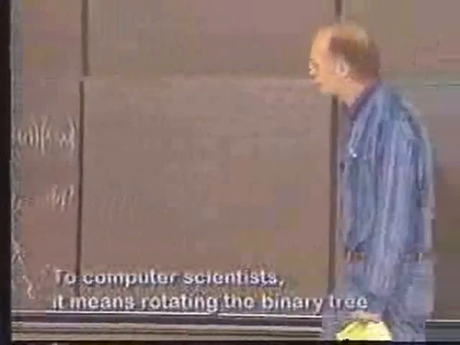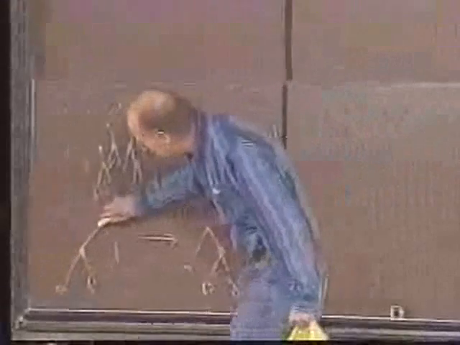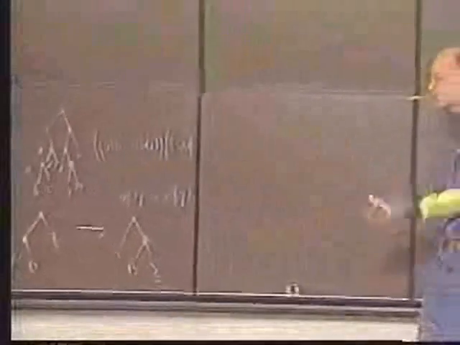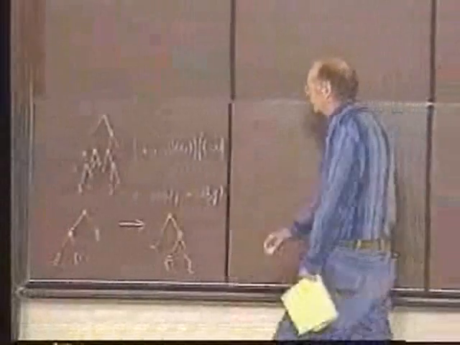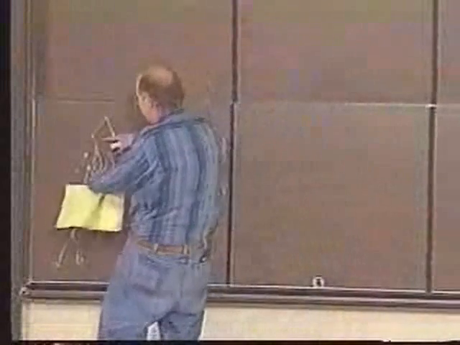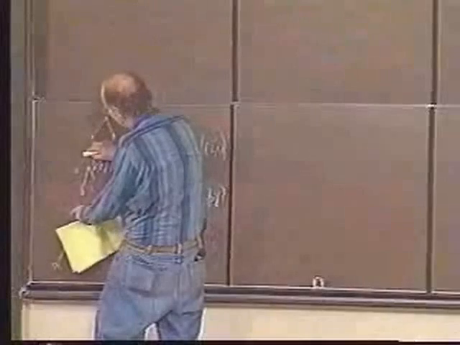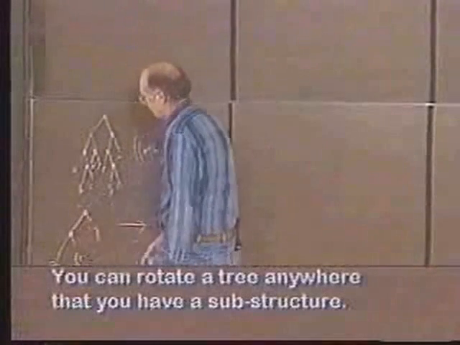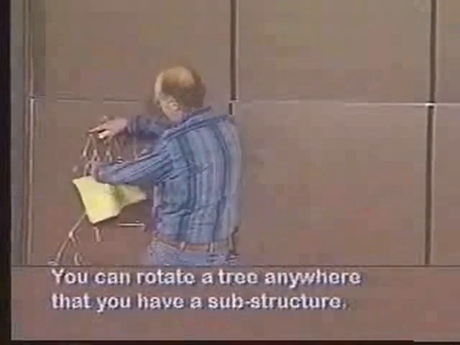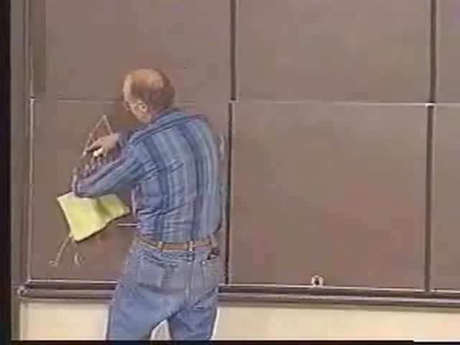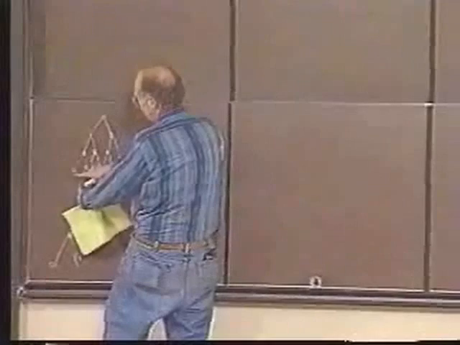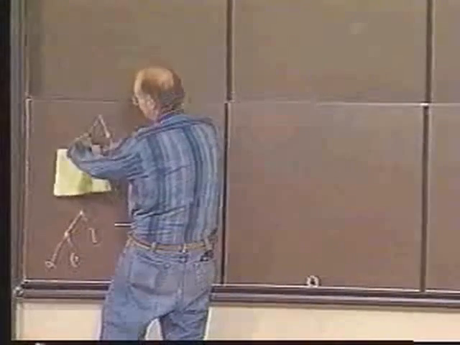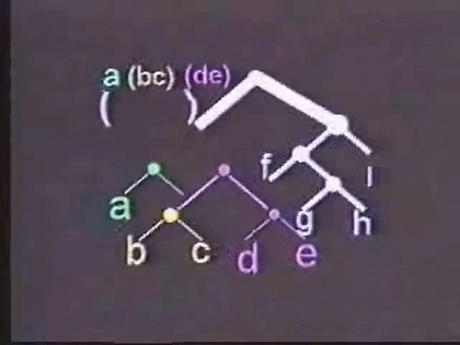Now, I drew this here as if the node on the top where the rotation is taking place is the root of the tree. That doesn't have to be true. You can do a rotation anywhere in the middle of a tree, anywhere that I have a substructure. I couldn't rotate here because A is not a node. A is just a leaf. But if I wanted to rotate here, for example, then this one would come up, and this would move down.